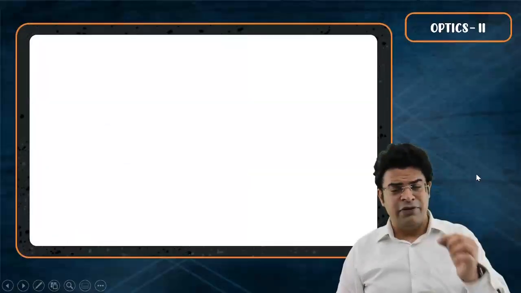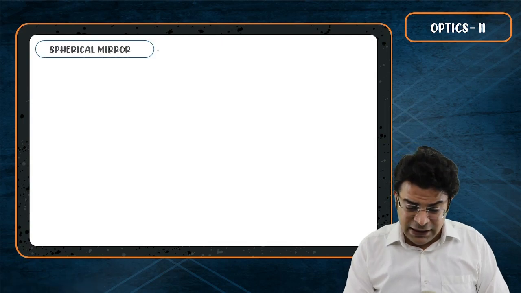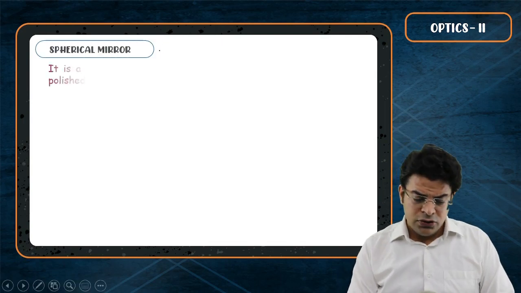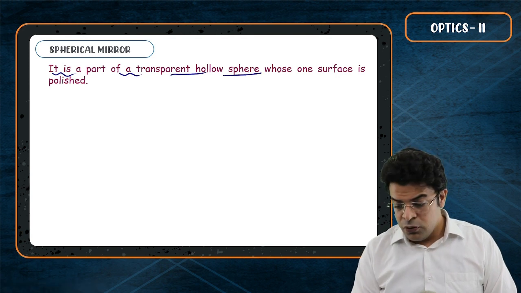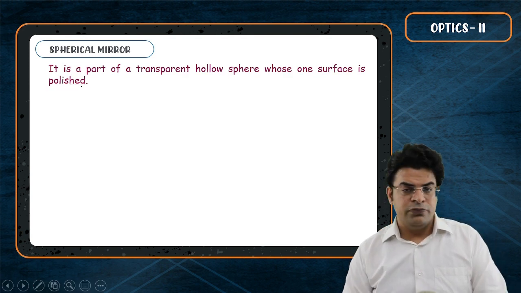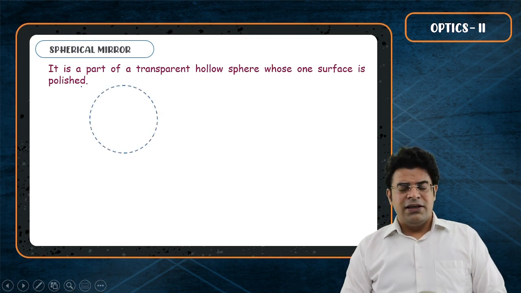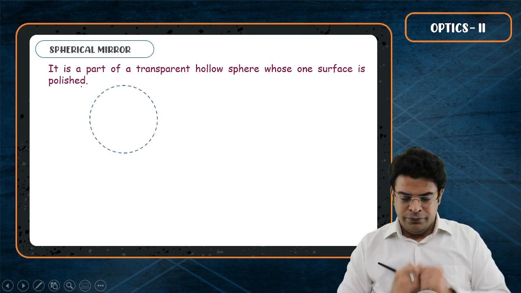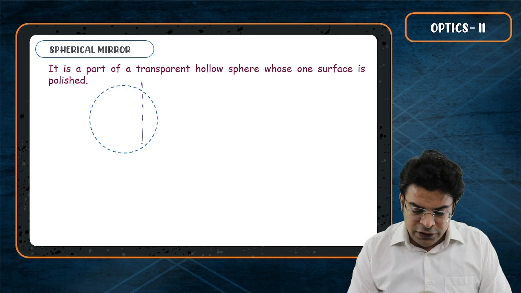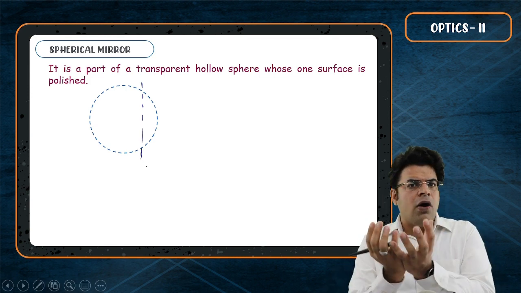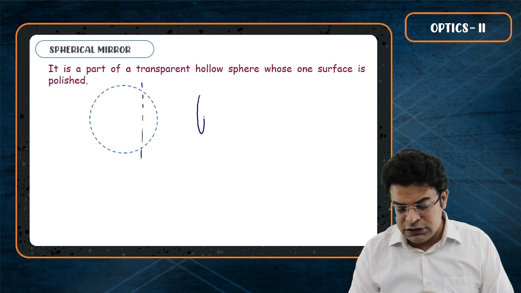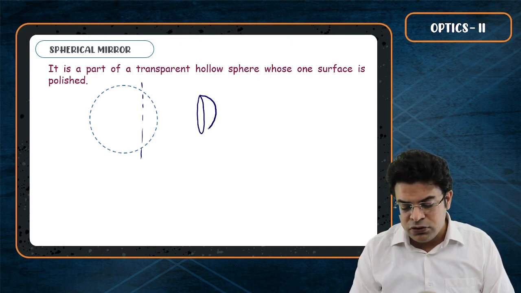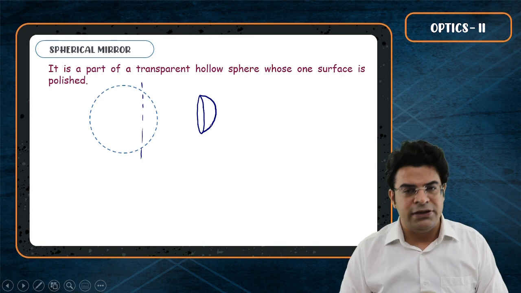The first thing we are going to focus on is what exactly is a spherical mirror. So it's a part of a transparent hollow sphere whose one surface is polished. What is this? Think of a transparent hollow sphere and cut some part out of it. So if you cut a part out of a transparent hollow sphere, you will get this type of surface, and that will look something like a contact lens.